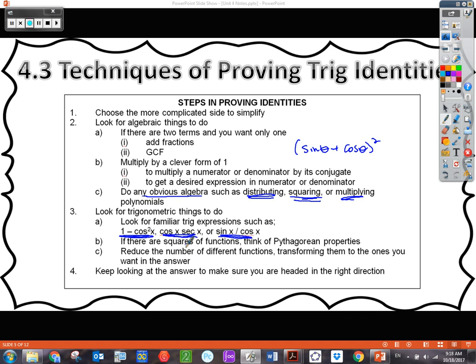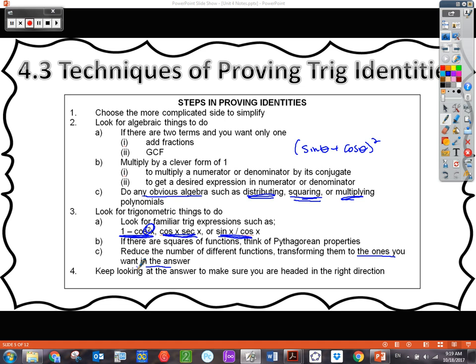If there are squares of functions like this, think Pythag. You know, that's a possibility. If you see squared, think Pythag. And generally we want to shrink things, reduce the number of different functions, and we want to transform them into the ones that we want in our answer, right? We need to keep the end goal in mind.